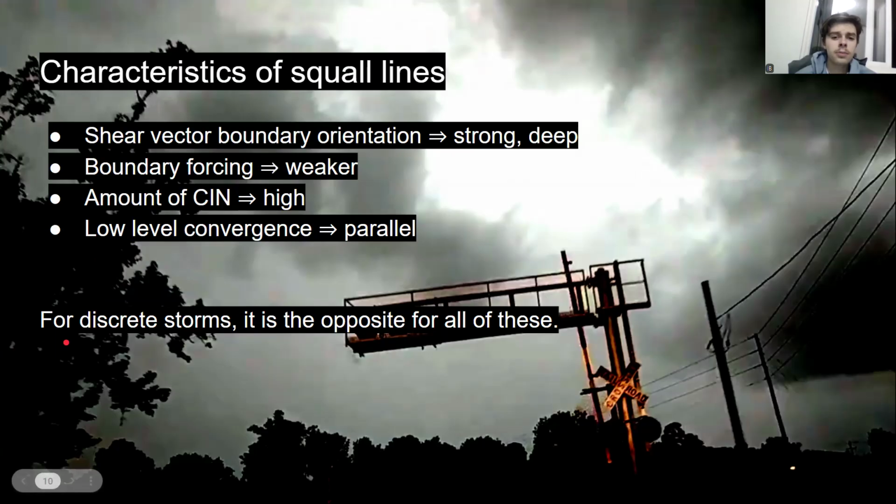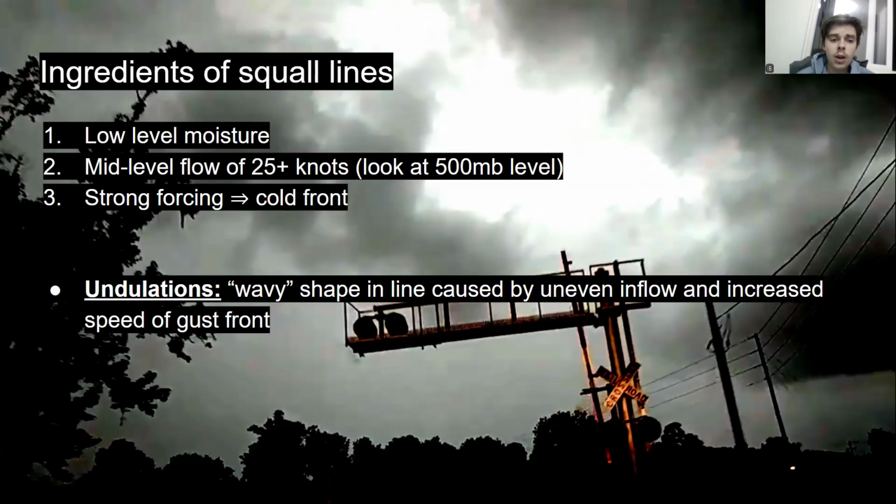Characteristics of squall lines. The shear vector boundary orientation is going to be strong and deep. The boundary forcing is going to typically be weaker. The amount of shear is high and low-level convergence is parallel. For storms that are just discrete, it is the opposite for all these situations.